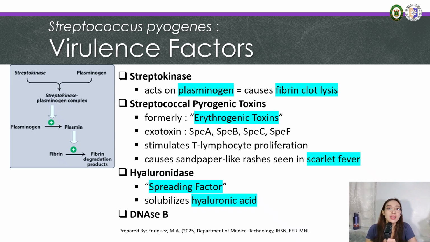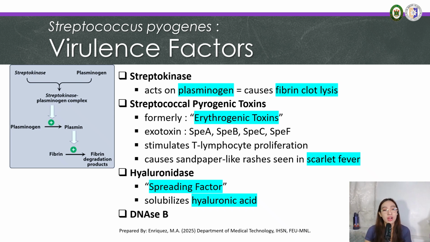All right. So these toxins function as super antigens and they could stimulate T lymphocyte proliferation, which leads to increased production of cytokines that can mediate the disease process. So, bale, dahil po sa mga pyrogenic toxins na to, nag-overreact yung immune system ng pasyente which leads to the production of other symptoms plus rashes. Okay? So that's for the streptococcal pyrogenic toxins. So we have the SPA, SPB, SPC, and SPF.